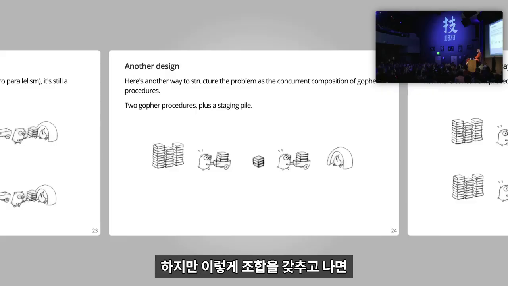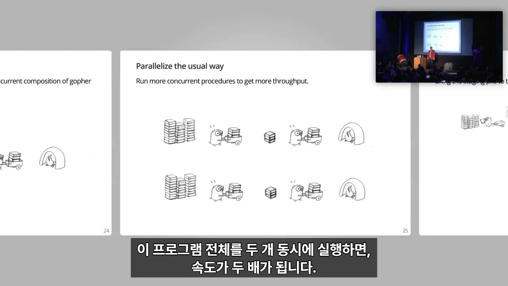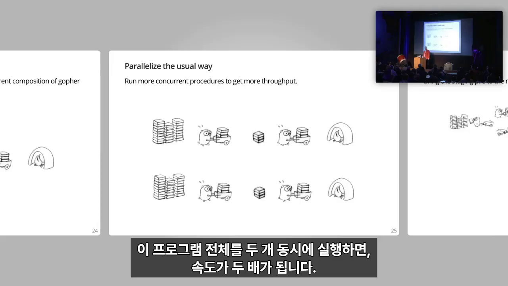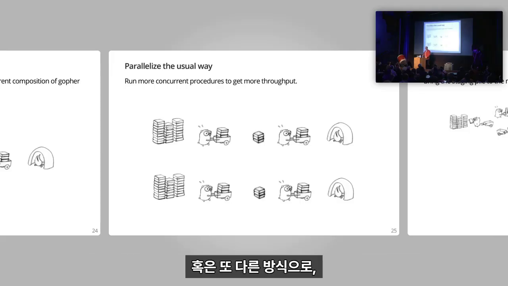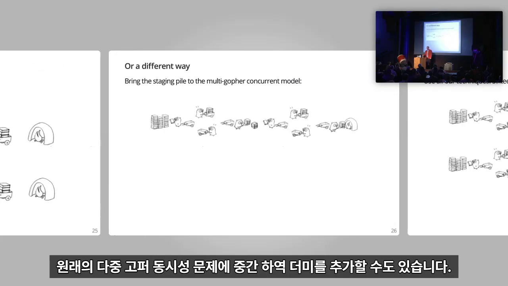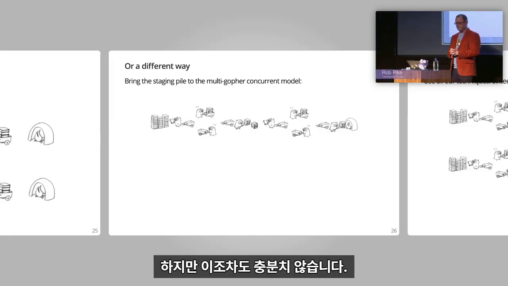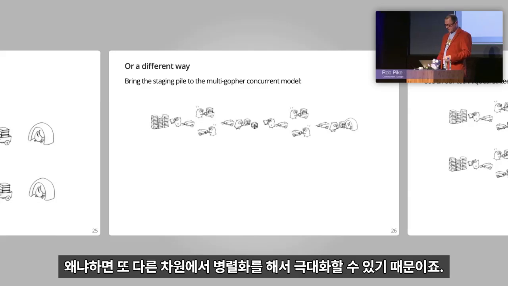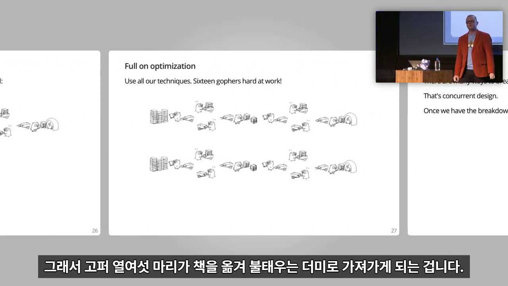But of course, once we've got this composition, we can go another way. We can parallelize the usual way. Run 2 versions of this whole program at once and double again. Now we've got 4 gophers, maybe up to 4 times the throughput. Or we could take a different way again and put the staging pile in the middle into the original concurrent multi-gopher problem. So now we've got 8 gophers on the fly and books getting burned at a horrific rate. But that's still not good enough, because we can parallelize on another dimension and go full on. So here's 16 gophers moving those books to the burning pile.